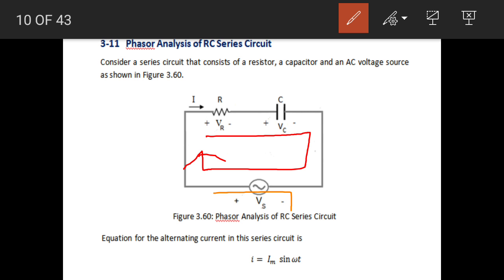the voltage across the source will be equal to the phasor sum of the voltage across the resistor and the voltage across the capacitor. So if we take the phasor sum of the voltage across the resistor and the voltage across the capacitor, this phasor sum results in the voltage across the source. So Vs in this particular case will be equal to Vr plus Vc.